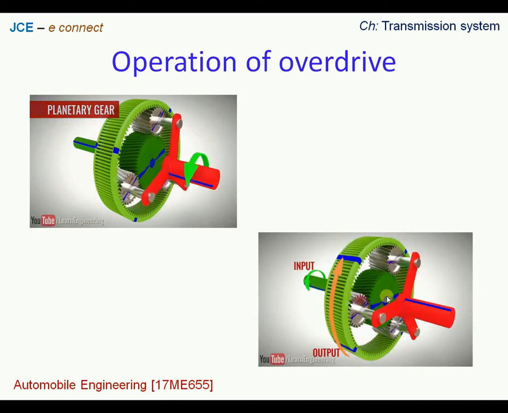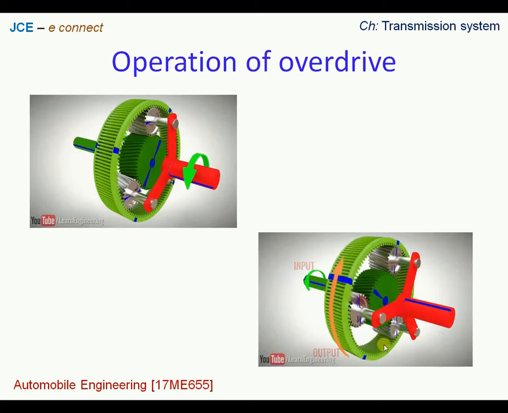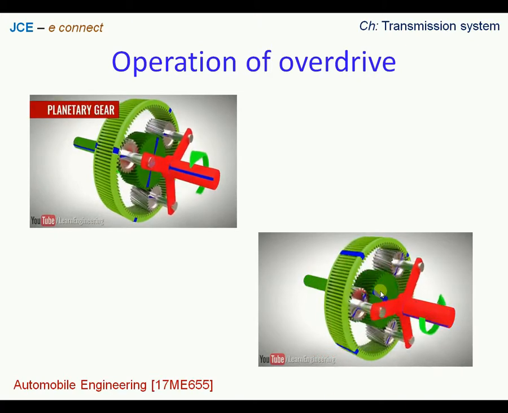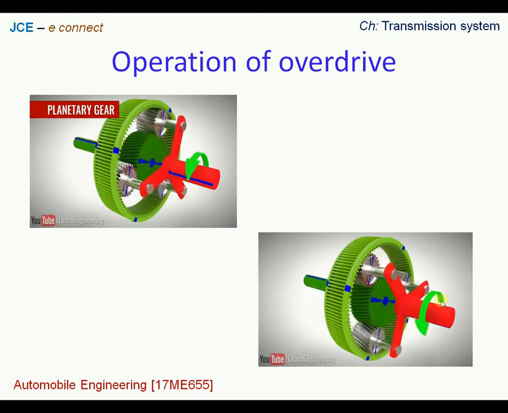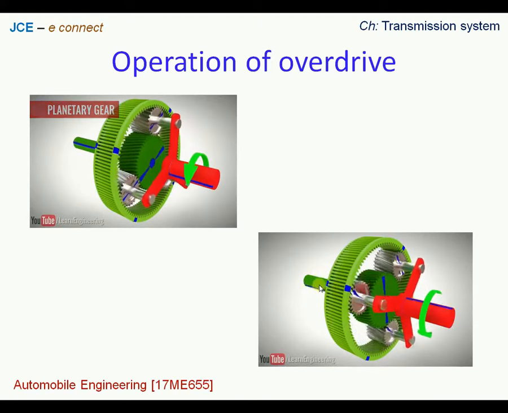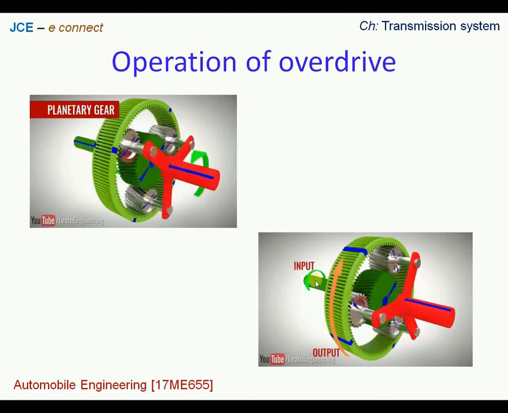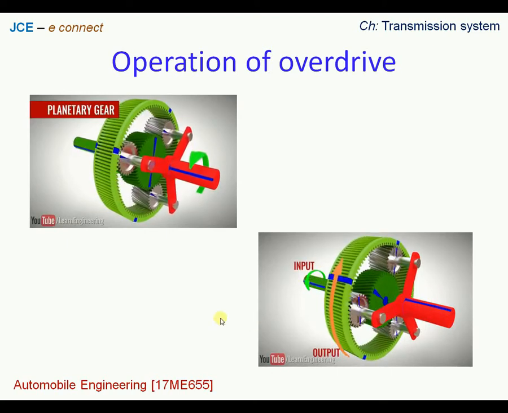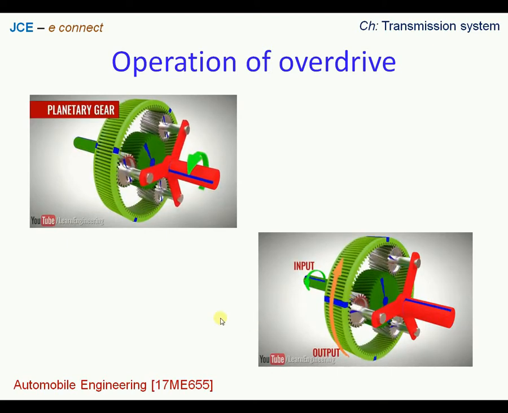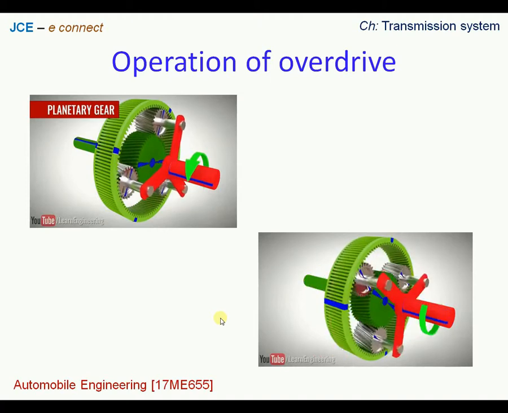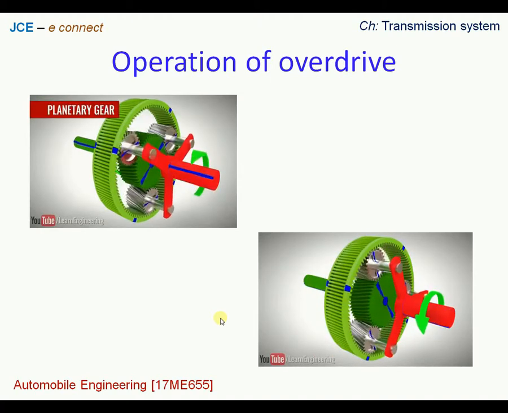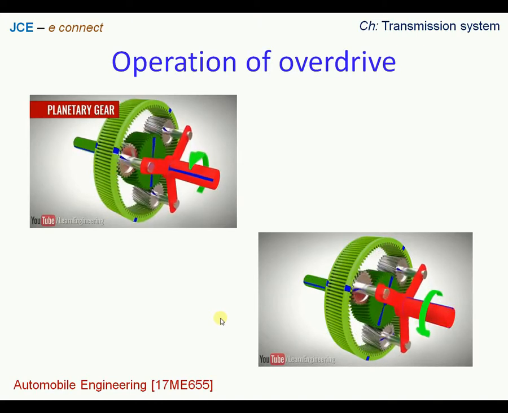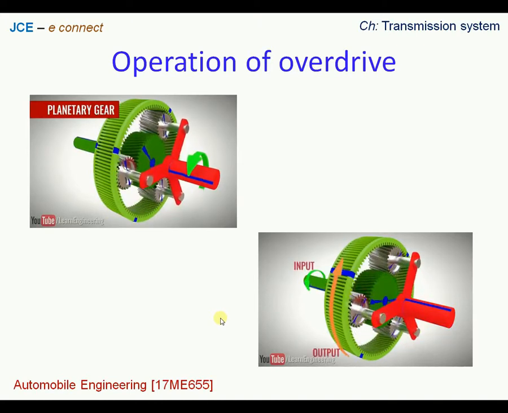On the other hand, if the sun gear is held constant or its motion is restricted, then the speed at the outlet will be multiplied as compared to the inlet shaft. So we see how the speeds are multiplied because of using the overdrive. So with this we have covered our discussion on the overdrive.